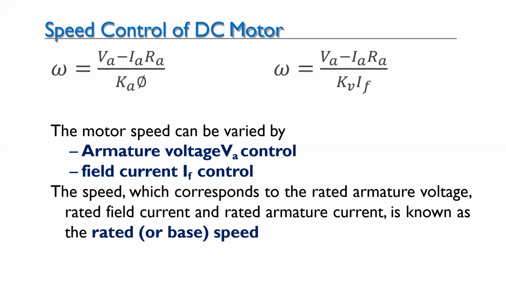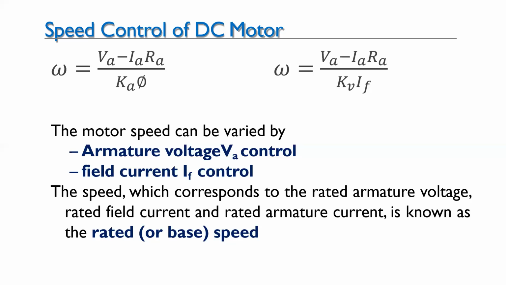Now, this armature voltage control is also referred to as constant torque operation, because torque is directly proportional to phi into Ia, and phi is proportional to If, the field current. That means torque is proportional to Ia as well as If. In the armature voltage control method, we keep the field current at a constant value and the armature current at a constant value, so your torque will remain constant. That's why it is a constant torque operation. And by varying the value of VA, you are changing the speed.